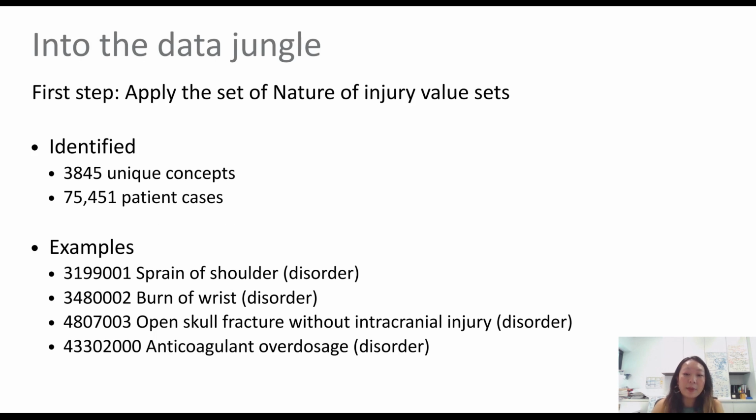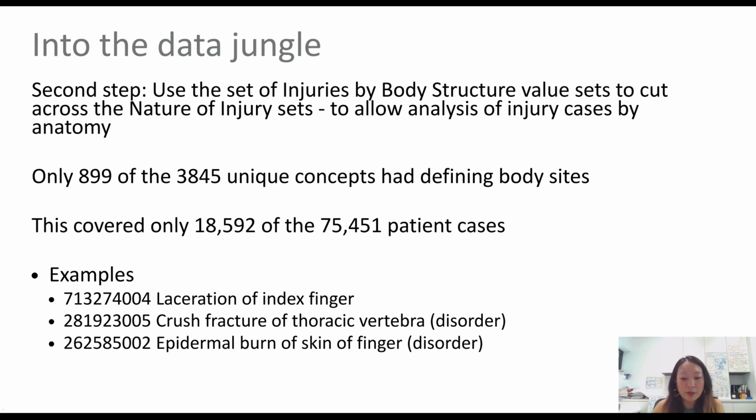Firstly, we applied the set of nature of injury value sets to identify all the injury concepts. Applying this identified 3,845 unique codes, and that crossed just over 75,000 patient cases. Some examples of these were sprain of shoulder, burn of wrist, open skull fracture without intracranial injury, and anticoagulant overdosage.